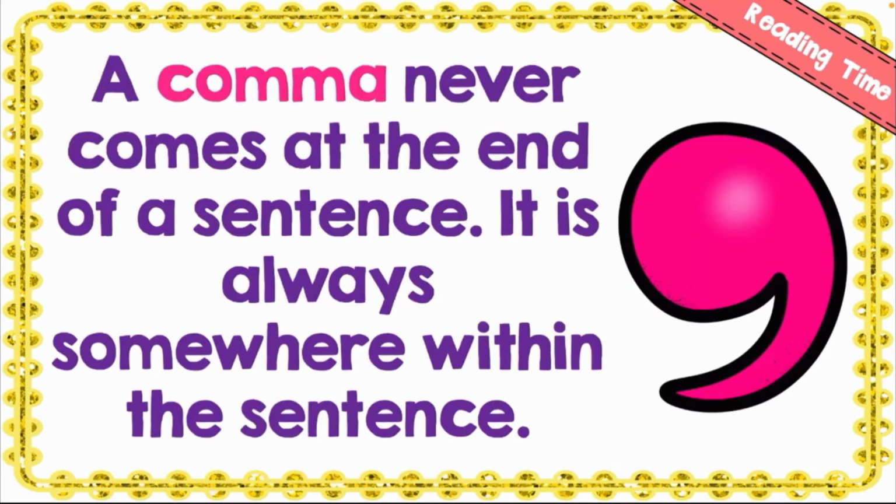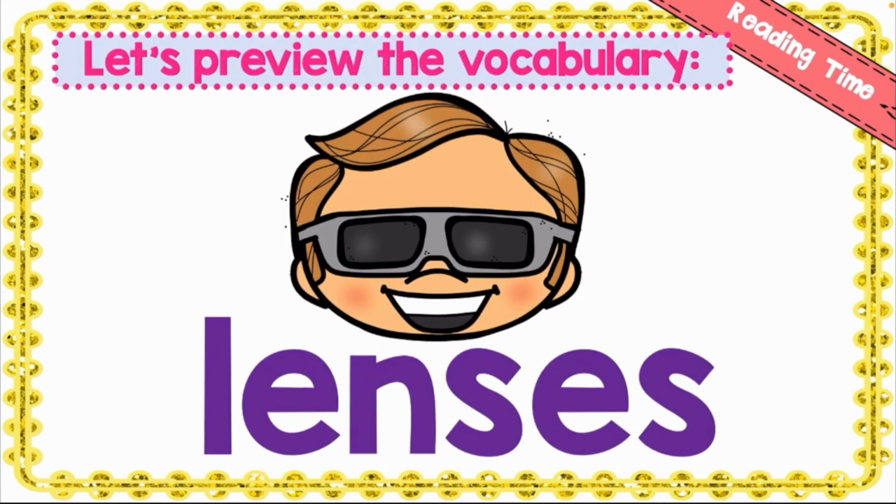Now, a comma never comes at the end of a sentence. It is always somewhere within the sentence. You would never see a comma at the end of a sentence. It's always located in between the sentence. So, let's review our vocabulary from what we read.